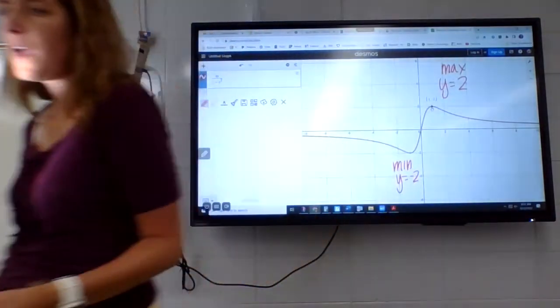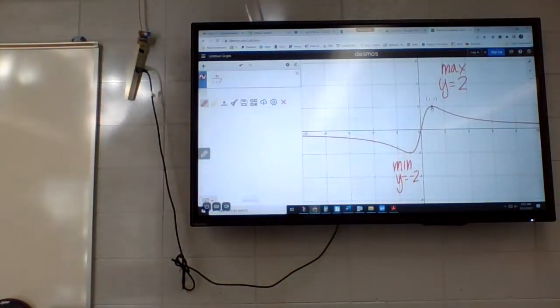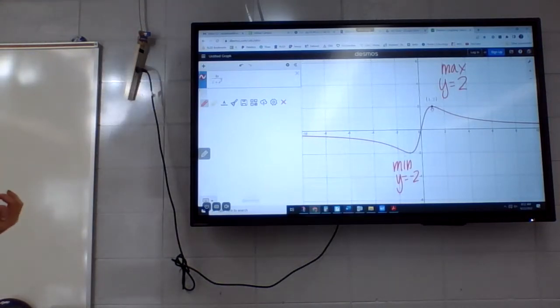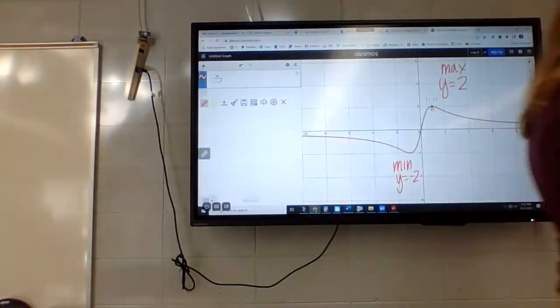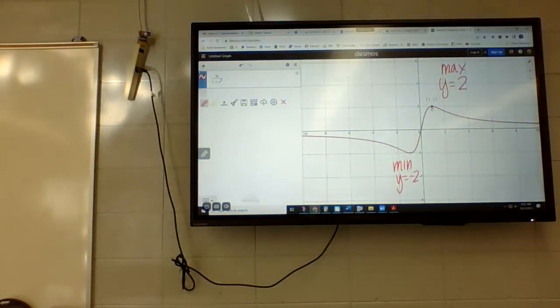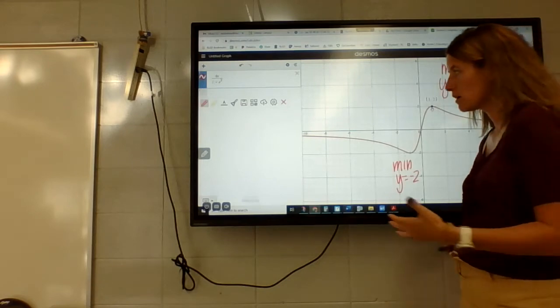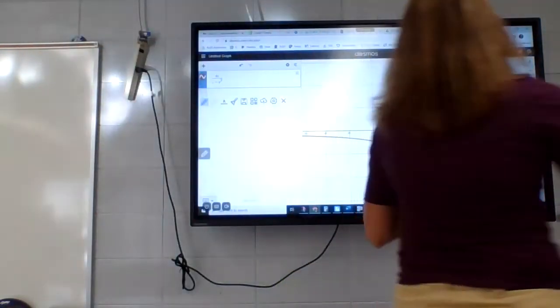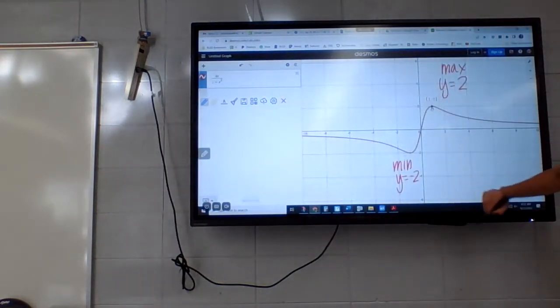All right. The next one says, list all the intervals where x is increasing and then all the intervals where x is decreasing. So now intervals is talking about something different. Intervals is the x values, the range of x values where the graph is increasing versus decreasing. Where is the graph increasing? From where to where? The x values we want to look at.